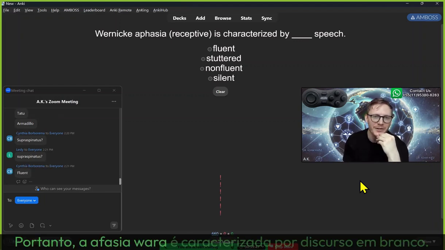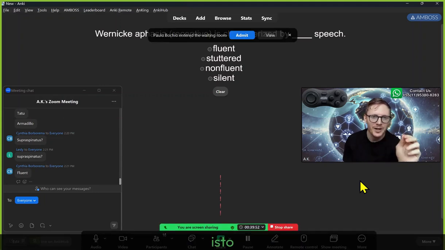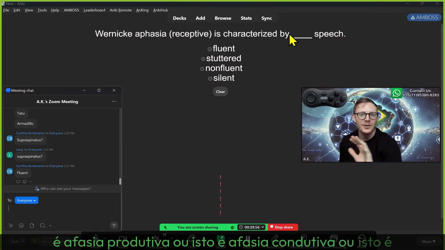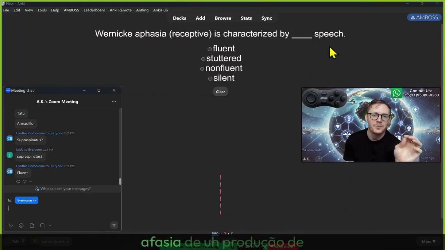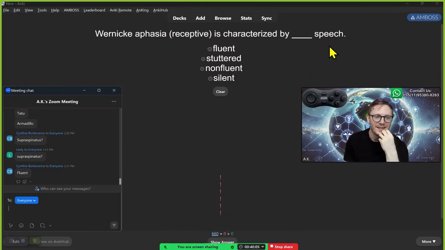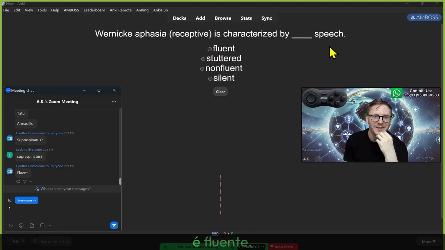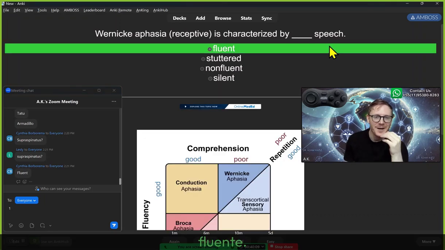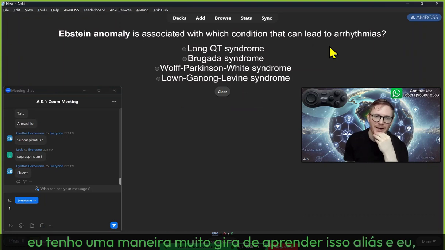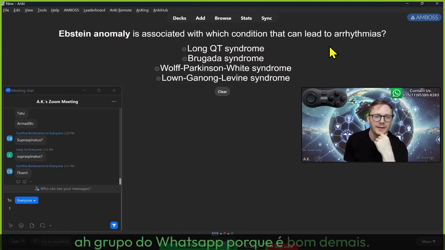So Wernicke's aphasia is characterized by blank speech. Is this productive aphasia, or conductive aphasia, or aphasia of production of language? So yeah, it's fluent. I have a really nice way to learn that, by the way, and I'll send it in the WhatsApp group because it's too good.